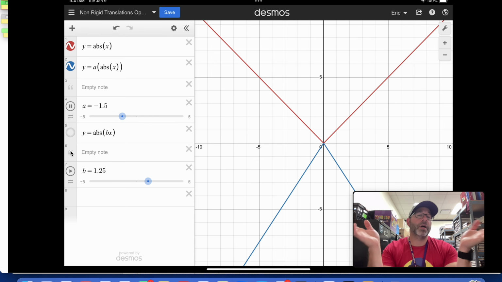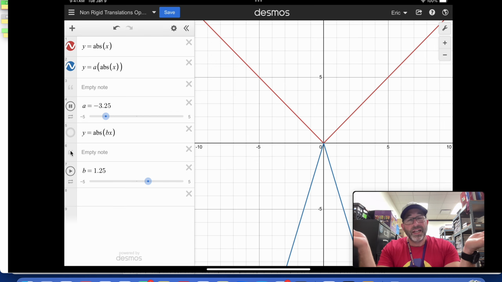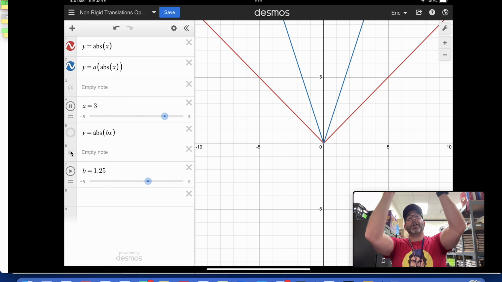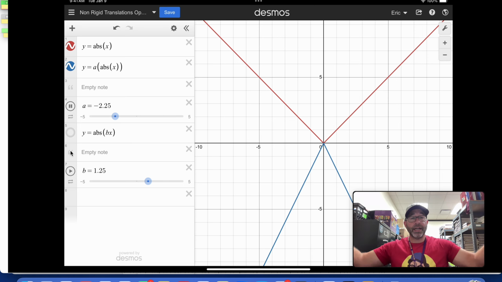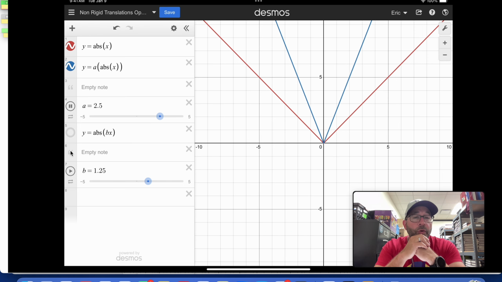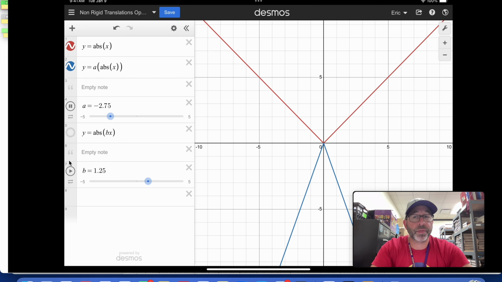And people have a hard time looking at this and saying, well, is it vertically changing or is it horizontally changing? Because to me, it looks like it's getting pulled up. And to some, it looks like it's getting pulled out or pulled in. So which one is it? Is it vertical or is it horizontal transformations taking place here? I'm sorry, stretches or shrinks taking place.